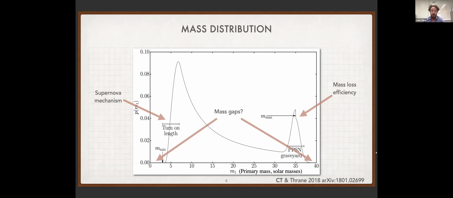And so that's what goes into our PPSN graveyard. In total, this is, I think, an 8-parameter model. With 8 parameters, we can hopefully start saying things about those parameters once we have on the order of tens of events.